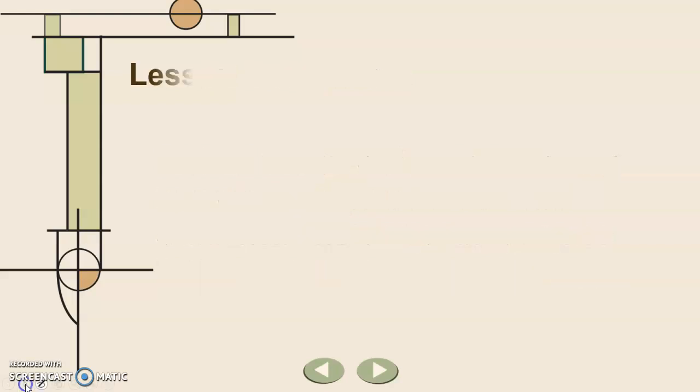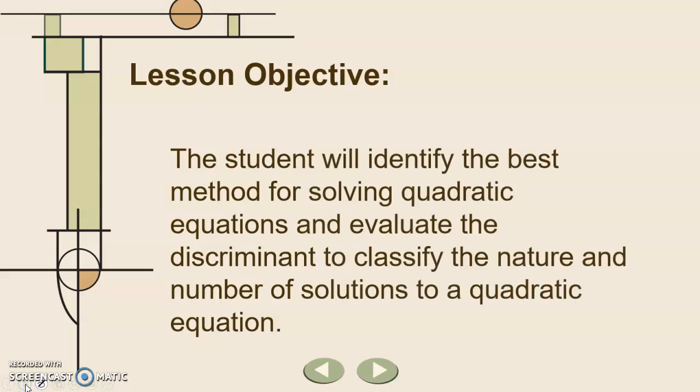That's that biblical mandate. Our lesson objective for today is that you, the student, will identify the best method for solving quadratic equations and evaluate the discriminant to classify the nature and number of solutions to a quadratic equation. So we've been learning all these different methods for solving quadratic equations. Today we're going to identify which one is best to use for different problems. You're going to learn what a discriminant is, first of all, and then you'll be able to evaluate the discriminant so that you can classify what type of quadratic equation we're talking about and the number of solutions that that quadratic equation should have. This is really helpful.